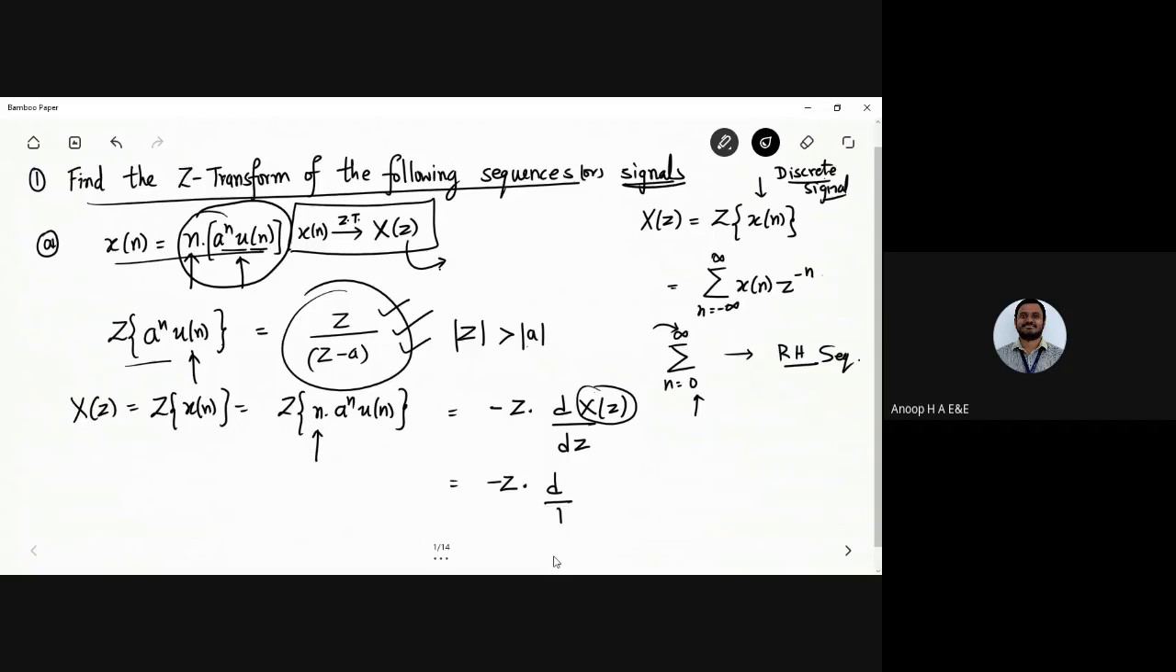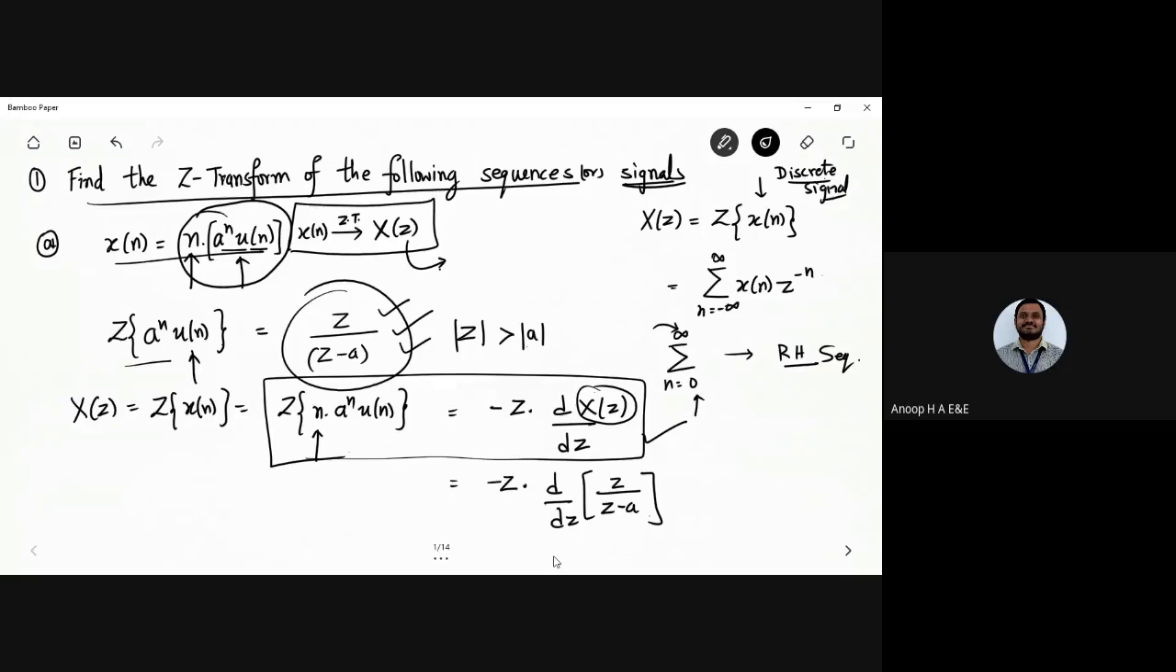So that is d by dz of z divided by z minus a. So this is what I need to do here. So hope you have understood what I'm doing right now. So I have a ramp function. So for a ramp function, from the property of the z transform, I can write it as minus z multiplied with d by dz of x of z.